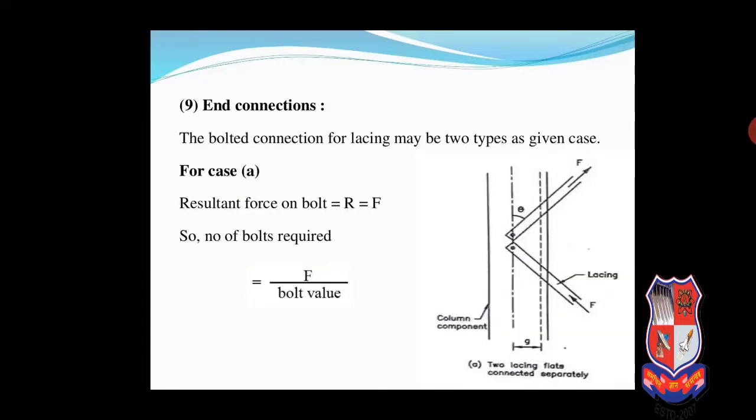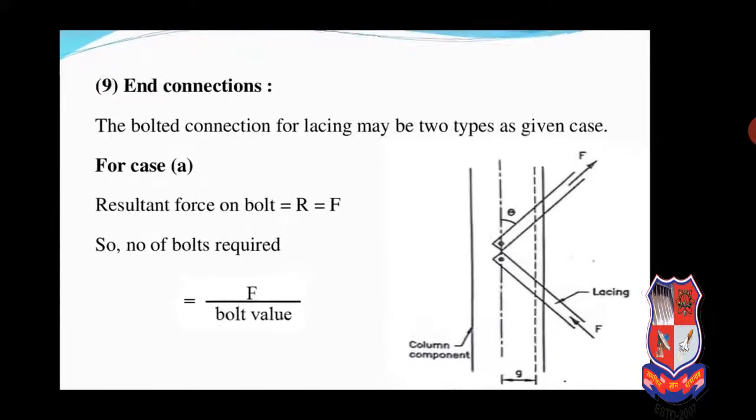Now next step, end connection. After deciding the lacing size of plate, we have to check compression and tensile, then we design the end connection of the lacing plate. So the bolted connection for lacing may be of two types, given as case A and B. First case, you can provide separate lacing plate without overlapping and bolting. In that case, resultant force of bolt R is equal to F. What should be the resultant force in this case? Total force of lacing.